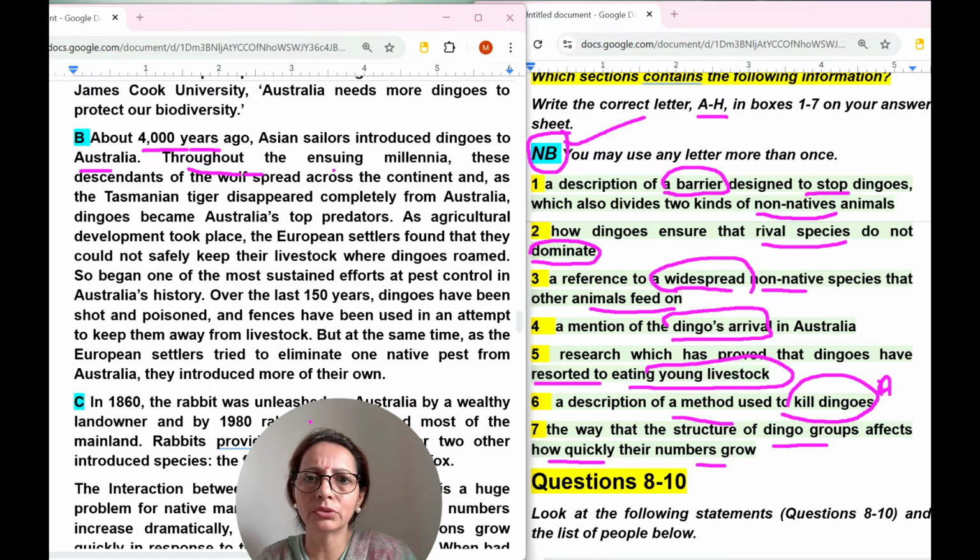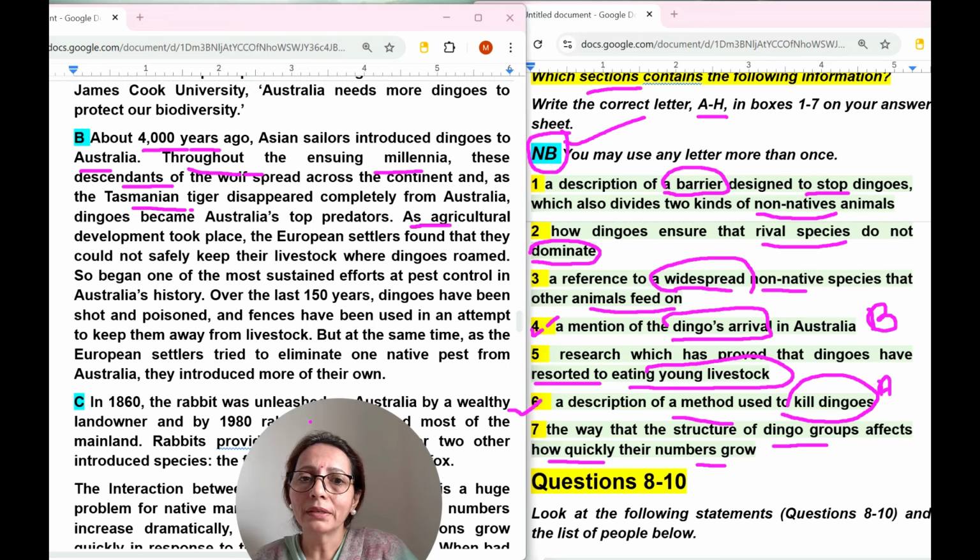Throughout the ensuing millennia, these descendants of the wolves spread across the continent. So that is clear that in paragraph B they are talking about the fourth one, a mention of the dingoes' arrival in Australia. So I will mark B. So two options we have left. Now we have to read a little fuller paragraph because we are not doing list of headings. We are doing which section contains the following information. So it is possible that there are two options in one paragraph.